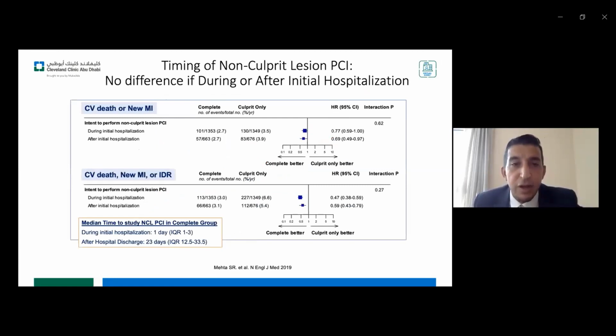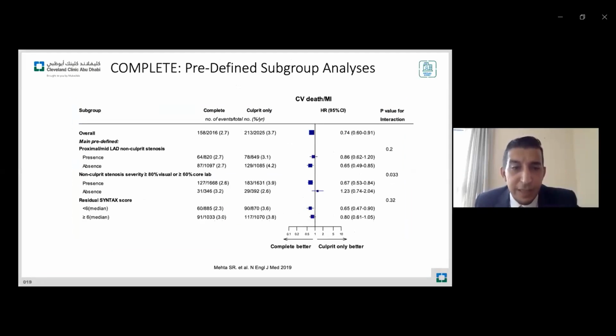This was a larger trial, more flexible, so they allowed the staged PCI either during the same hospitalization or after, and it really wasn't associated with any difference. So timing could be done according to the practice style, whether it's easier to do it during the same hospitalization or later on. If we look at subgroup analysis, there's no major difference except for an interaction with the more severe lesions. When you had lesions that were more severe, over 80%, they tended to have more benefit than those in the intermediate range.